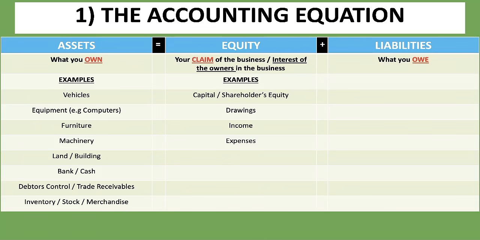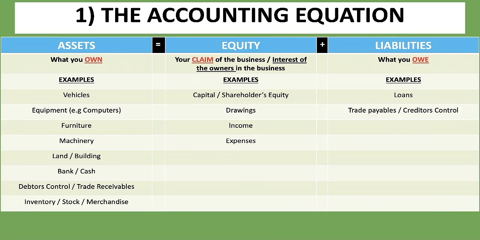And then the next one we're going to look at is liabilities. What are some examples of liabilities? Well, here they are. The first one we have here is loans. And remember, liabilities is what you owe. So obviously, if you've taken out a loan, you owe the money to whoever lent you that money. The next one we have here is trade payables or creditors control.